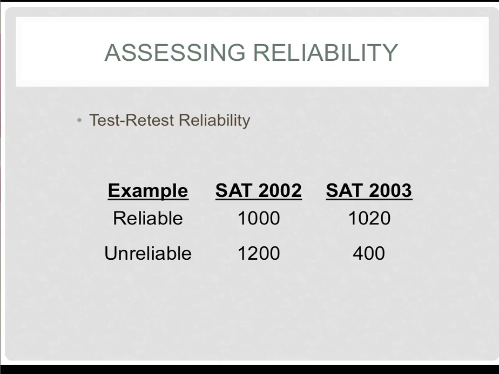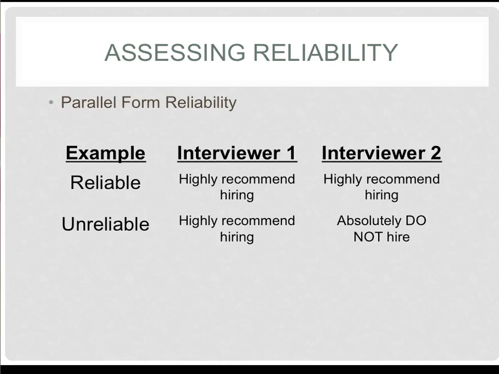But in terms of being reliable, it's very reliable. It would be considered unreliable if the first time you took it, you scored really high, like a 1,200, but the second time you took it, you scored really low, more like a 400. So it sort of varies across the board. So a reliable measure, again, stays within a particular range, give or take some fluctuation. An unreliable measure has massive differences to it, as you see in the second example there.